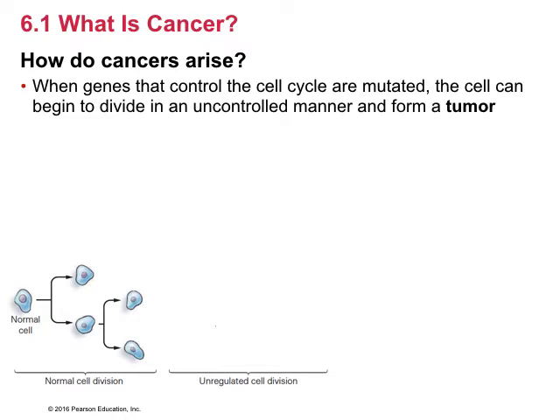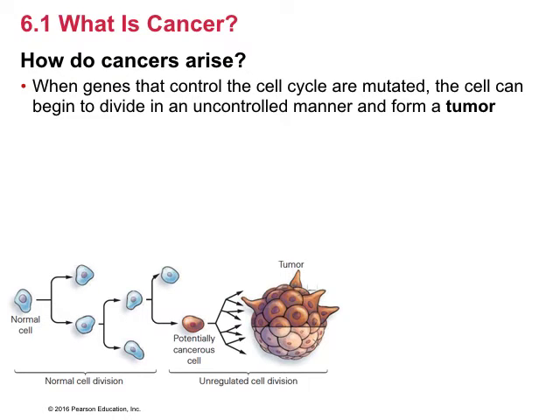So here in the figure you have normal cell division, where one cell becomes two cells and those cells divide. But eventually you can accumulate enough mutations that you become cancerous. So this cell is going to eventually divide out of control and form a tumor. And tumors are just masses of cells.